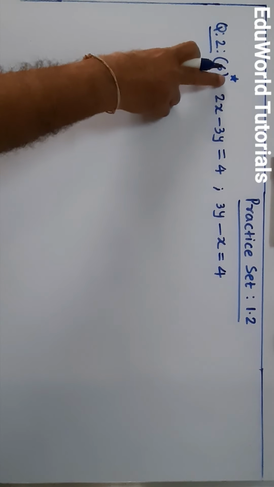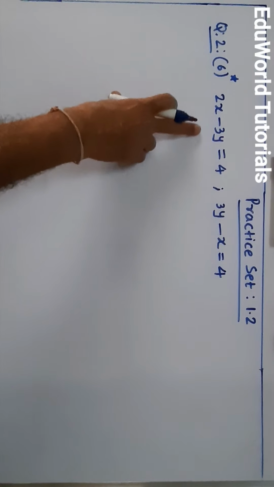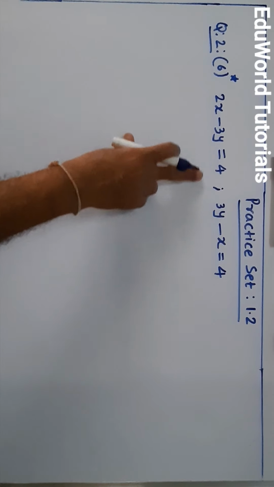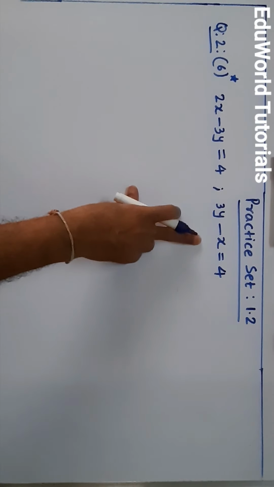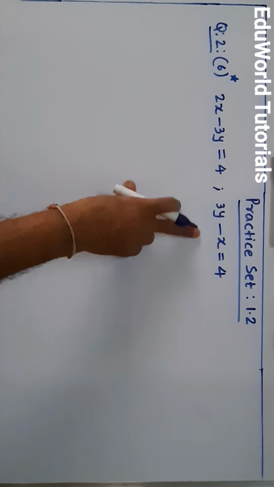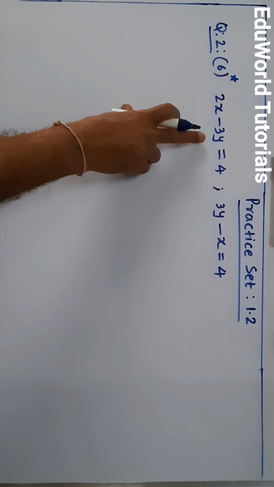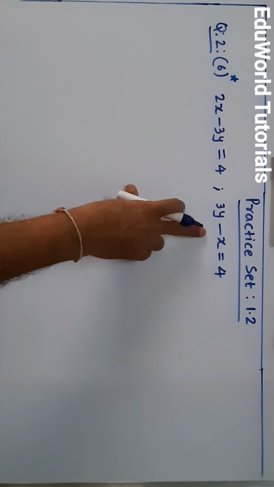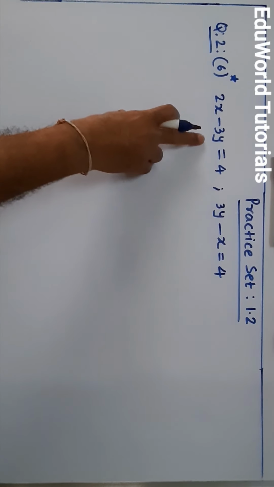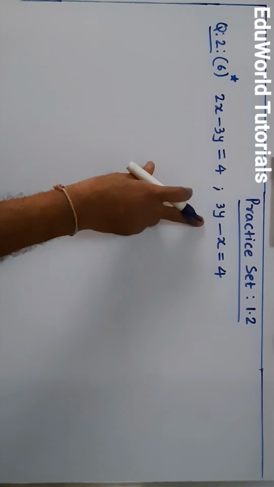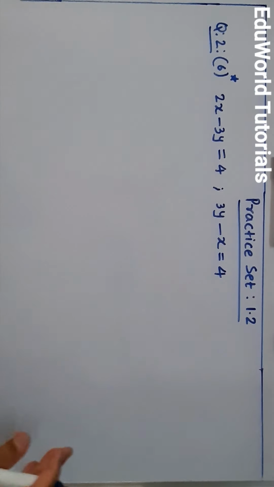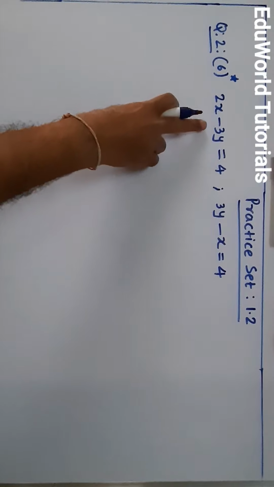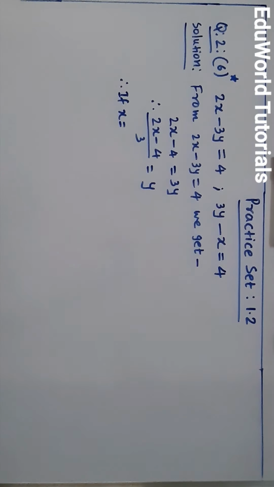They have given a star marked challenging question. These are the equations, and we have to solve these simultaneous linear equations by graphical method. So first of all, we will take 3 points on this line and 3 points on this line, and you know how to get those points. Why? Because once we get the points, we will be able to plot it on the graph. So let us make the table for the first equation.